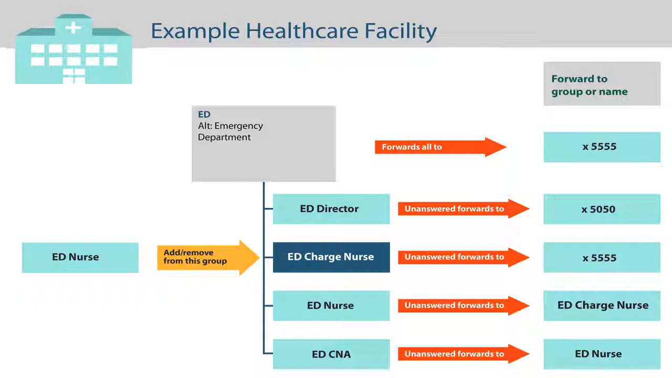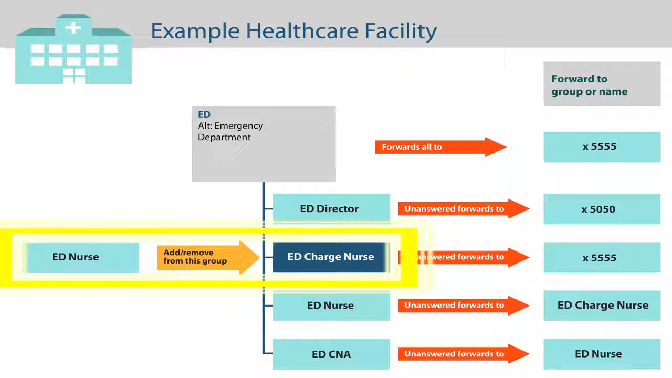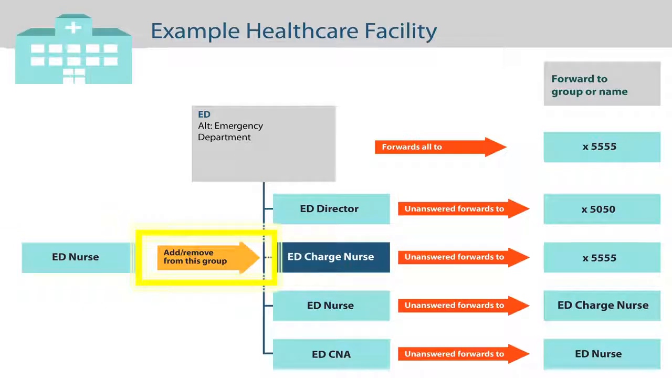For example, an ED charge nurse may be an ED nurse most days, but on the day they're the ED charge nurse, they'll say, "Add me to ED charge nurse." Only an ED nurse will have permissions to do that. An ED CNA, for example, would not. Which groups have those permissions and which don't depends on what's listed in your call flow diagram.